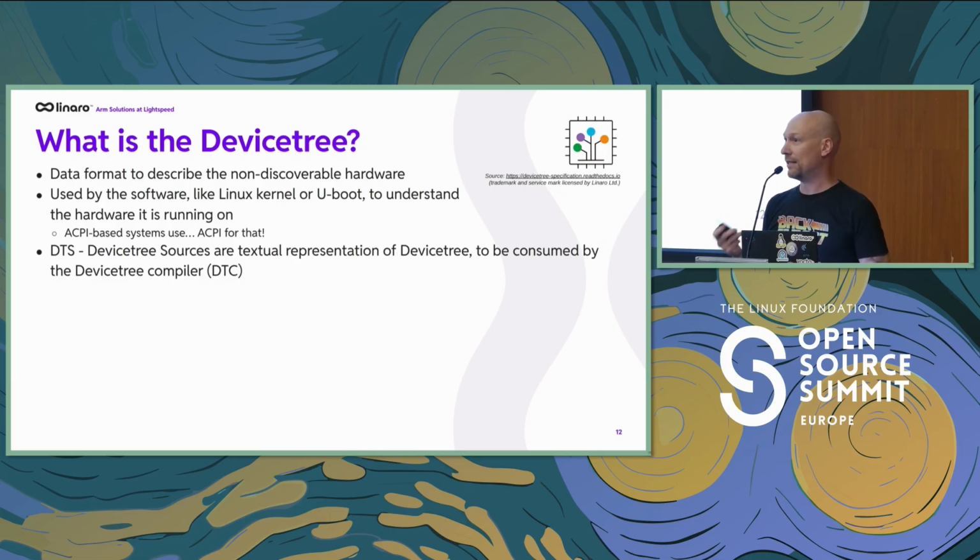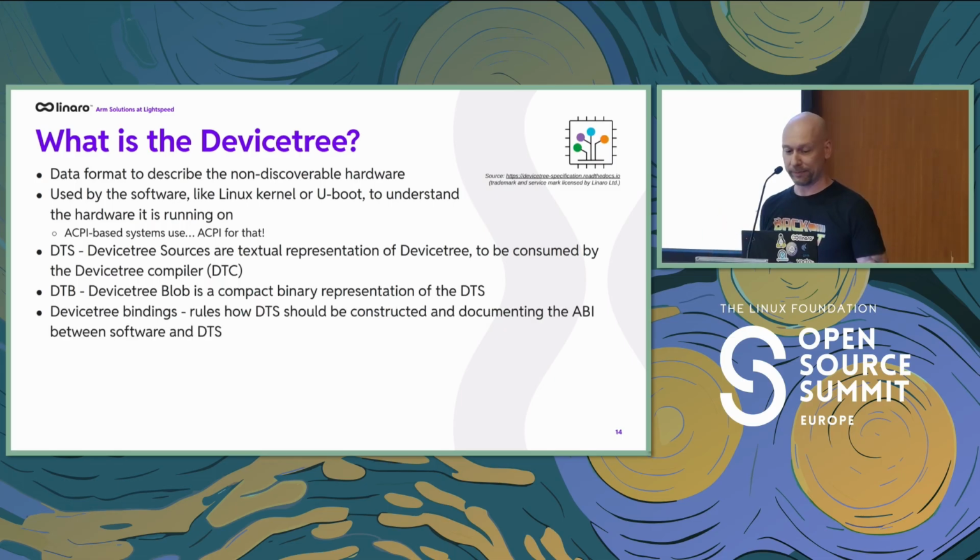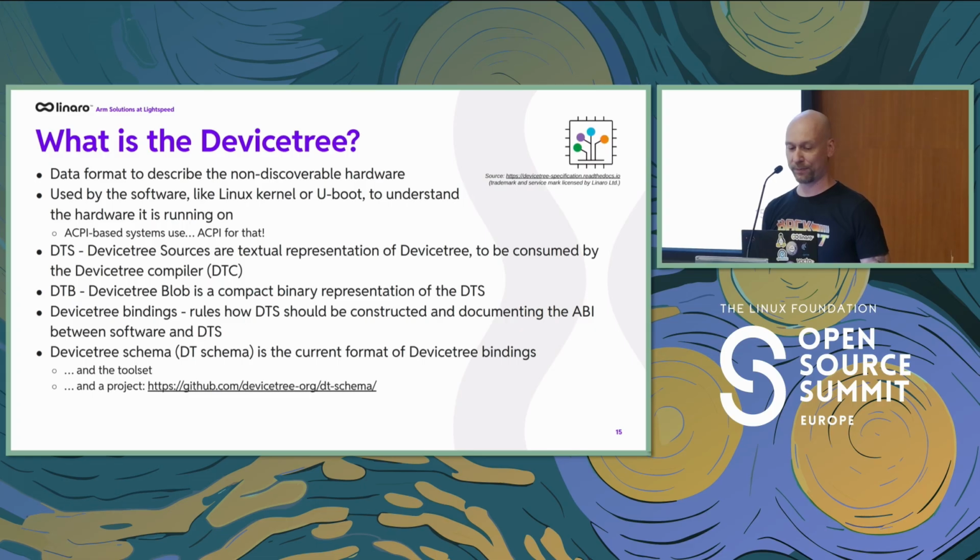This will be consumed by the DTC compiler, obviously. The output will be the DTB, which is the blob, the binary. The bindings, which I also mention during this talk, are a set of rules on how to write DTS. They also describe the actual contract between the Linux driver, Linux or other, let's say, bootloader, and the DTS. That's also important because you cannot break this, or you shouldn't break this contract. Devicetree schema, or DT schema, is a separate project, and the toolset which we currently use in the Linux kernel to validate the bindings, validate the DTS, and also this is the format of the bindings.